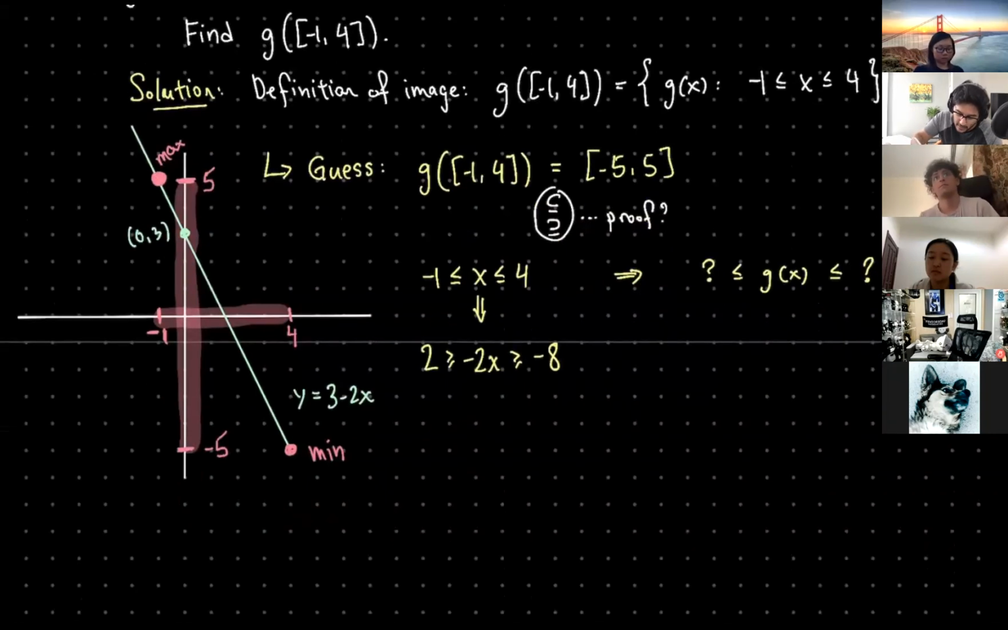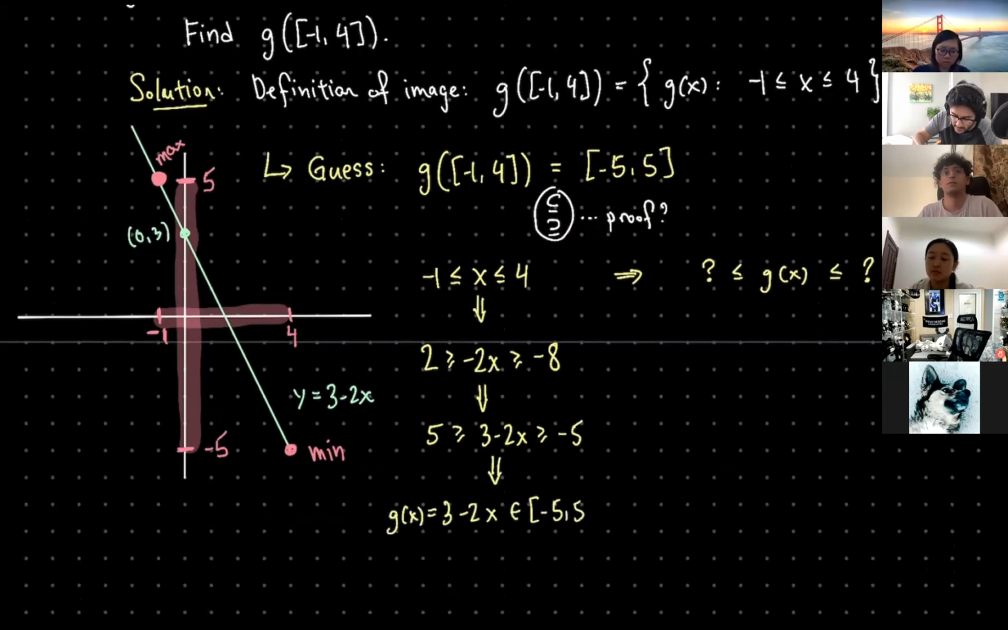And then I add 3. So I see that 5 is between 3 minus 2x, and then -8 plus 3 is also -5. So I can see that 3 minus 2x, which is the same as g of x, is in the interval from -5 to 5. So I think I can say something a little bit here. I can say I've proven that g of x is between -5 and 5.